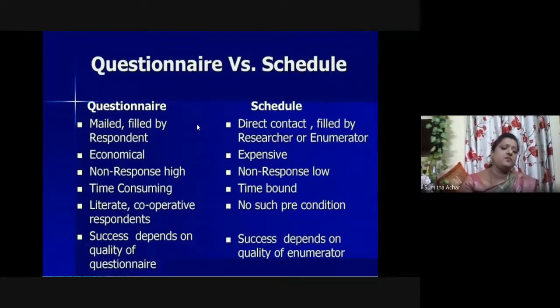Also, sometimes it can be mailed, sometimes it can be asked personally, or you can ask the respondents to fill it in by themselves. But the schedule method is shorter than the research questionnaire, and it is direct in nature. That is, you have direct contact with the respondents, but you are not asking the respondents to fill it in; the researcher takes the call.